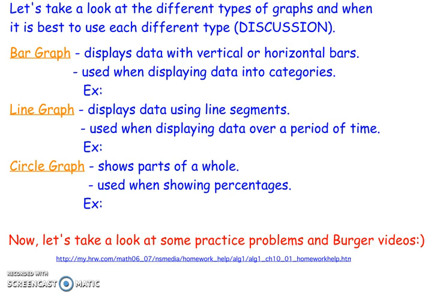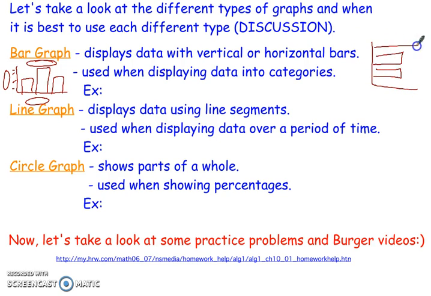We're going to talk about a couple of different types of graphs and when it's best to use each different type. Most of this is by discussion. A bar graph would be something that looks like this. Notice the bars are not touching. You would have a title, label your axes, and you would have scales on your X and Y axis. It displays data with vertical or horizontal bars. A bar graph could also be horizontal, again with the title and axes labeled. It is used when displaying data in categories.